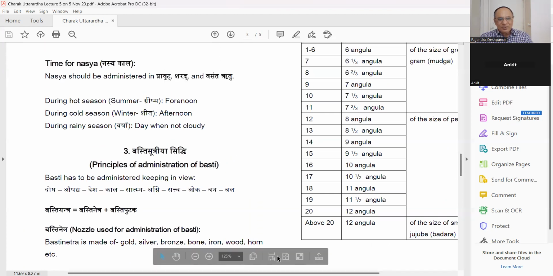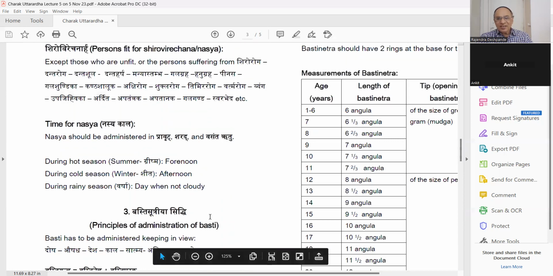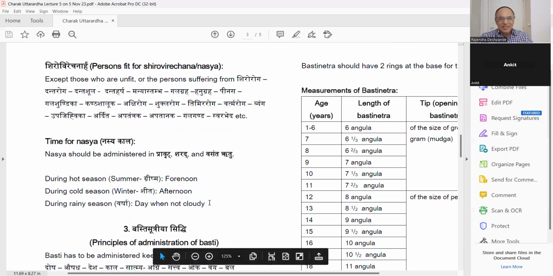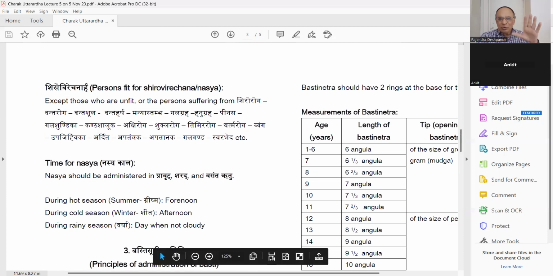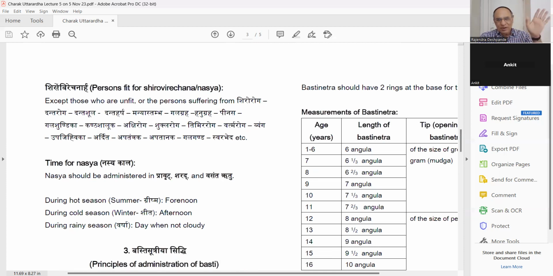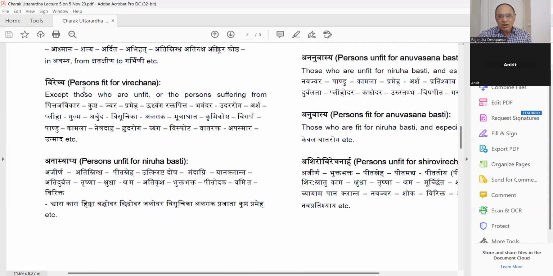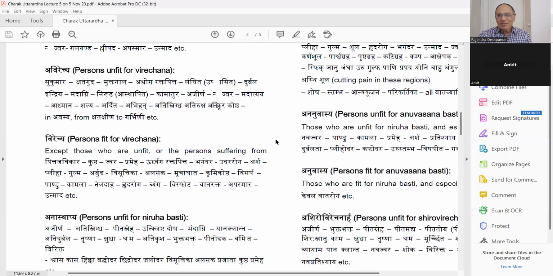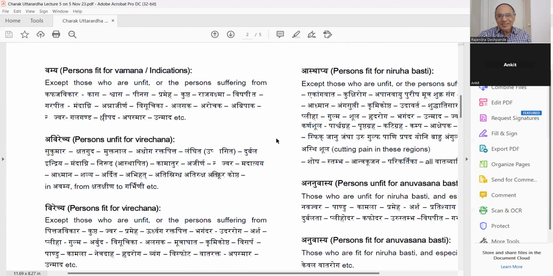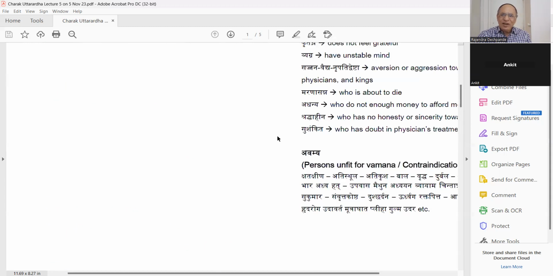Then what we have seen next, before that, Nasyakarma, nasal drops. Then Shiro Virechana is the same. Shiro Virechana is equal to Nasya. It is not separate. Charaka has used the word Shiro Virechana for Nasya. Vagbhata has used Nasya. Then indications and contraindications of Nasya, of Anuvasana Basti, of Asthapana Basti, of Virechana, of Vamana, everything we have discussed.